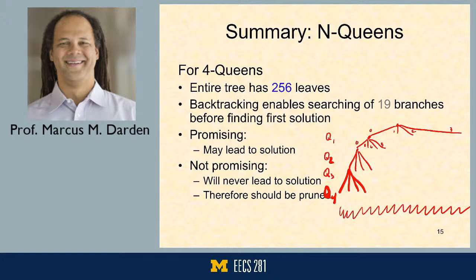Some of those obviously would be constraint violations. Like if I've got more than two of them that have column 0, that's a constraint violation. That's great. I can prune that. I'm going to be able to prune that. It's pretty nice. Backtracking actually is going to make this 256 leaves that I have at the bottom turn into me searching 19 branches before I find a solution. So from 256 down to 19 is pretty good.